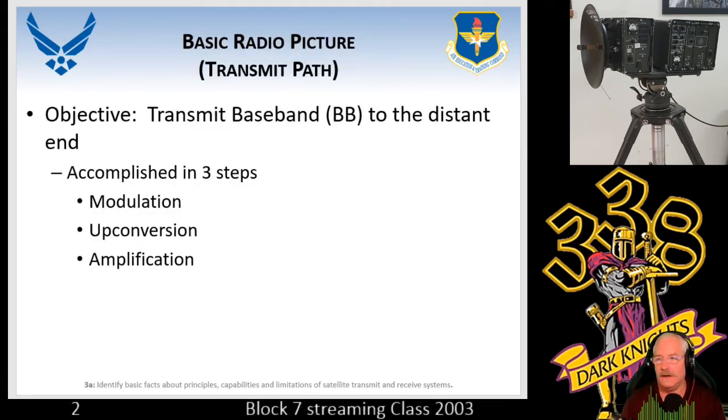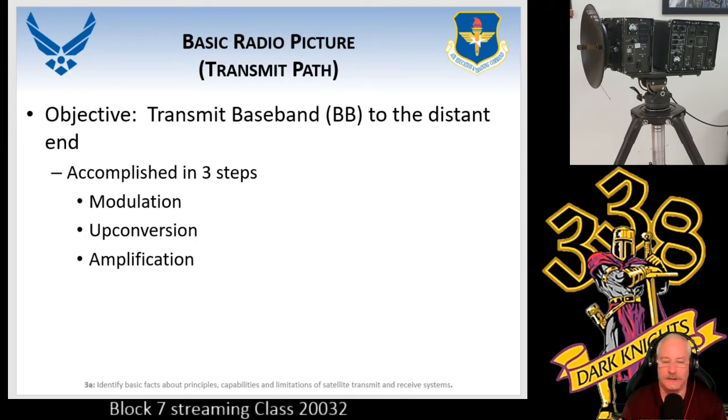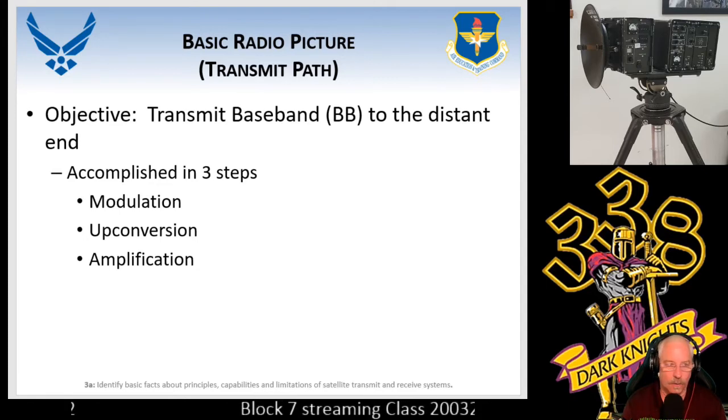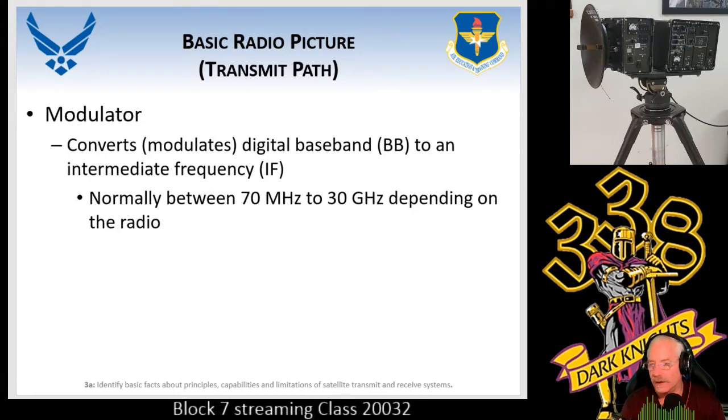Now, with the basic radio picture, we look at an objective and how we're going to work things out. Again, this is a very basic radio picture. This is a transmit path. The objective is transmitting baseband, which is the aggregate coming out of the multiplexer, and we're going to send it to the distant end. How are we going to do it? Well, it's accomplished in 3 steps. You have modulation, up conversion, and amplification. That is its order.